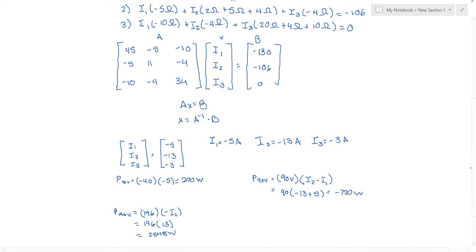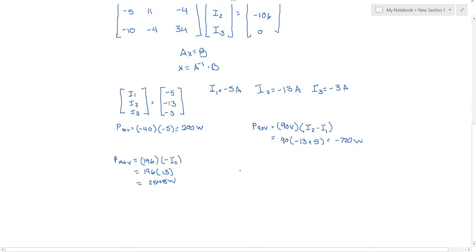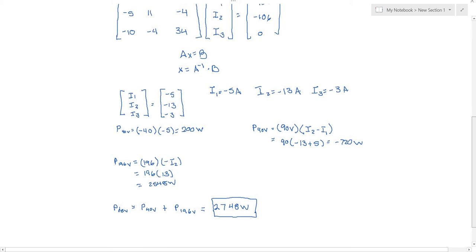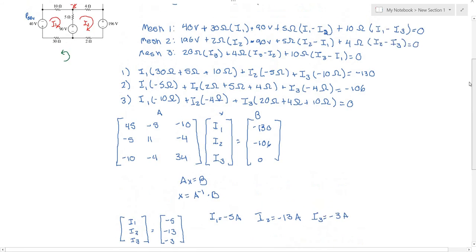Alright, so based on these power sources that we can see right here, the ones that are creating power are going to be P40. My bad. P developed. I just say create and absorb. P developed is going to be P40 and P196 volts. Therefore, when you add them, your total power is going to be 2,748 watts. So this is your first answer to the first part of the question. That's your power developed.